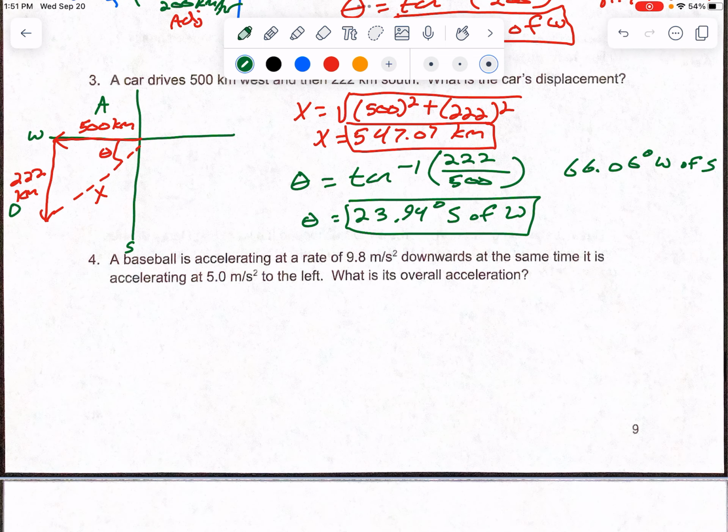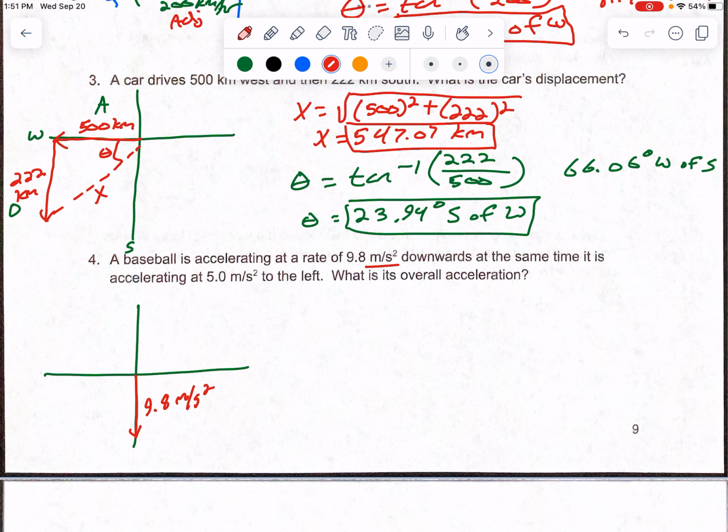Okay, number 4, a baseball is accelerating at a rate of 9.8 meters per second squared downwards. Okay, at the same time accelerating at 5.0 meters per second squared to the left. Okay, we're going to treat our cardinal directions, just treat down like south and left like west. Okay, it's not a big deal here. So what we're going to do is go down 9.8 meters per second squared. So again, don't get hung up on the unit. That is just a unit.